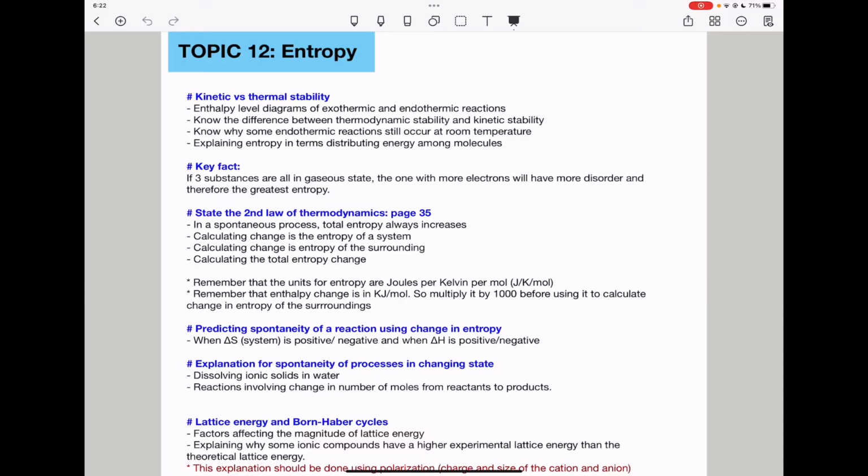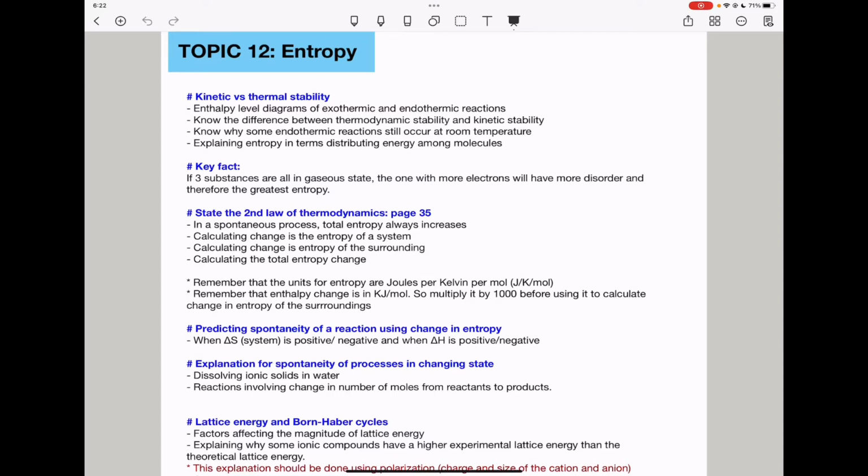On this same point, I wrote a key fact here. Mostly this is in multiple choice questions, whereby they give you maybe 3 or 2 different substances, all of them in gaseous state, and they ask you which one has the greatest entropy. The key thing here is to look for the substance that has the greatest number of electrons. That will be the one with the greatest disorder, and therefore the greatest entropy.